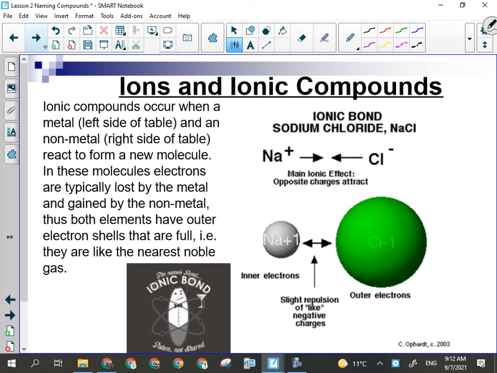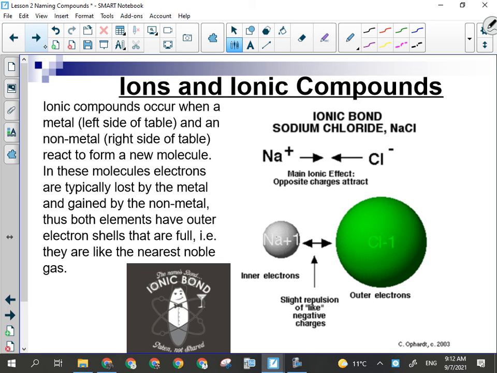So ionic compounds occur when a metal, from the left side of the staircase, reacts with a nonmetal. On a periodic table, you've got this jagged dividing line that splits it into two parts, not halves, obviously, because there are way more metallic things than non-metallic things. The staircase runs down beside boron, silicon, arsenic, tellurium, and astatine. Everything on the right would be a nonmetal, on the left would be a metal. So they react and they form a new molecule.